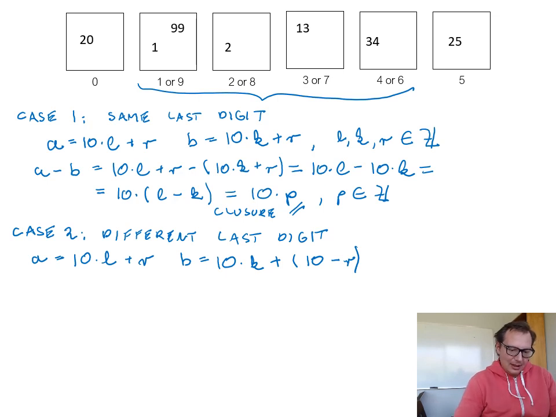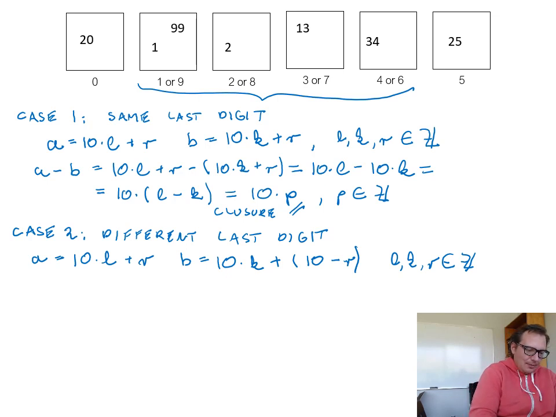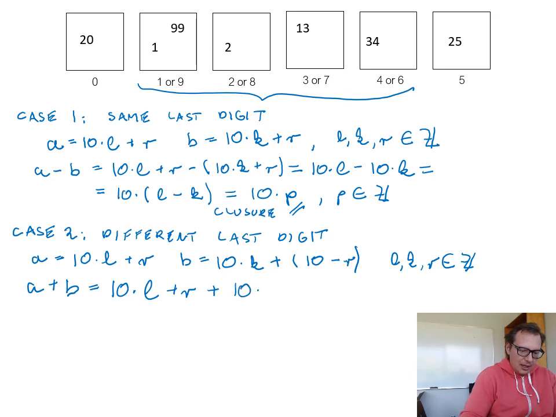Great. And here L, K, and R are elements of Z. So now let's compute the sum. So we have A plus B, and we want to show that the sum is divisible by 10. A plus B is equal to 10 times L plus R plus 10 times K plus 10 minus R.